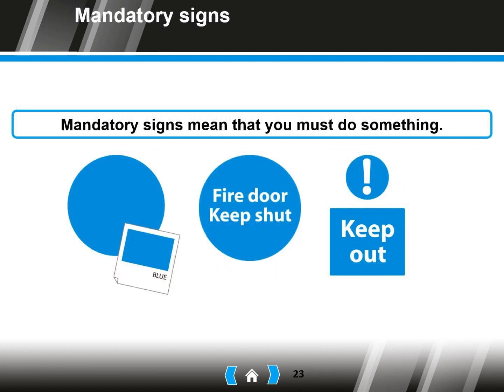And mandatory signs mean that you must do something. So they're normally in blue. In warehousing, they normally tell you to wear your safety goggles and your hard hat and your safety boots. But as I say, it's mandatory. You'll see them on fire doors, keep them shut, or telling people to stay out, keep out.